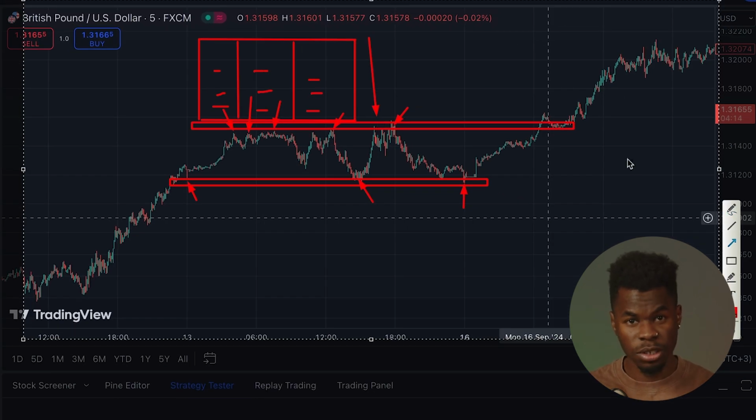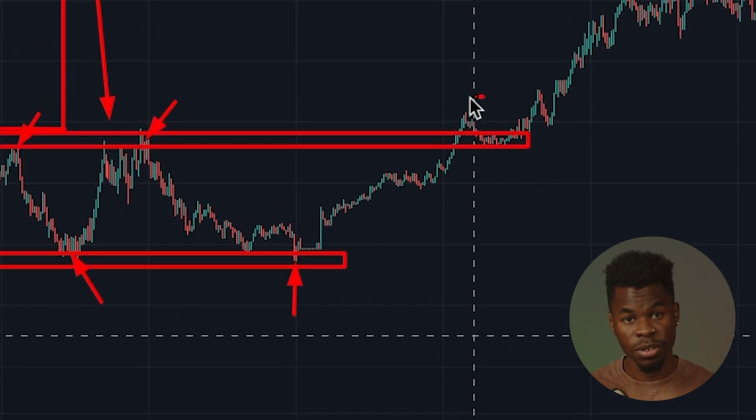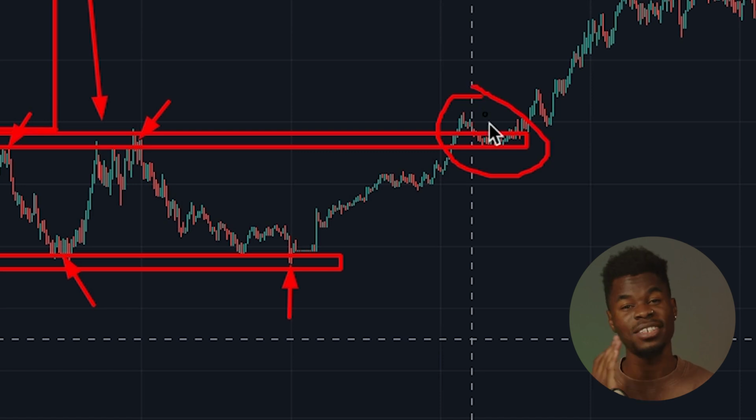However, if you notice the price consolidating near a level, you can often expect a breakout, just like you see here where the price shot up. And you can understand all this without indicators, just by studying the market.